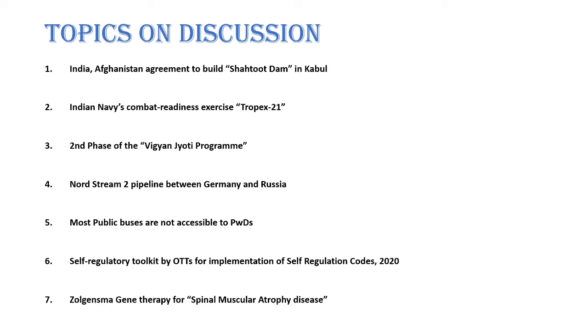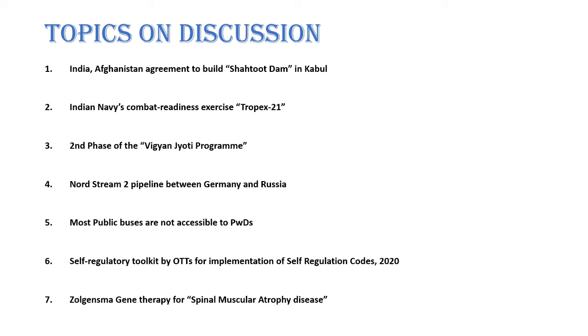So the topics and discussion for today are the India-Afghanistan agreement to build Shahid Dam in Kabul. So it is an international relationship-based question. We are going to discuss about it. Indian Navy's combat readiness exercise, that is Tropics 21. Second phase of the Vigyan Jyoti program. Nord Stream 2 pipeline between Germany and Russia. It is a natural gas based pipeline going to be implemented between Germany and Russia. We are going to discuss about it.